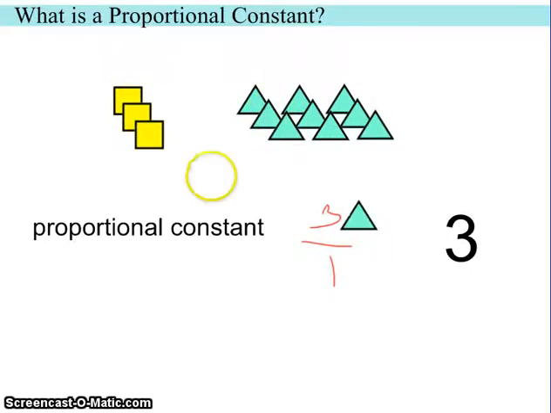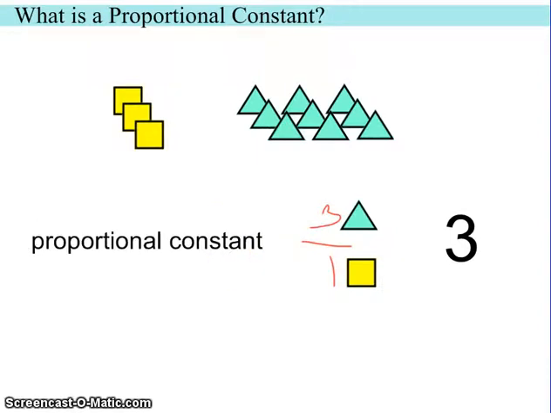We had 3 triangles for every 1 square. So the proportional constant is the name for what that ratio simplifies to. And in this case, that proportional constant is 3.